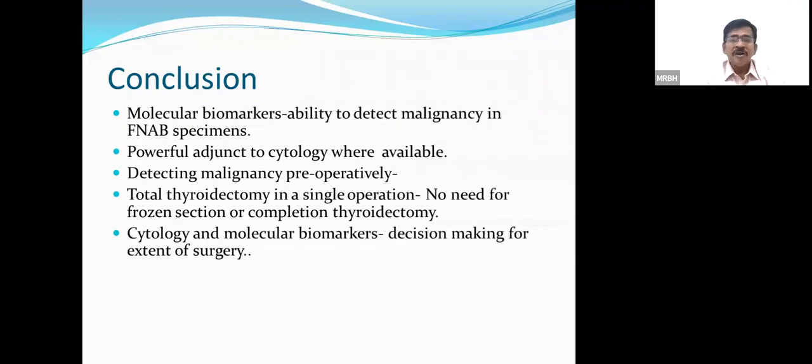With the addition of molecular biomarkers to this FNA specimen, the diagnosis of malignancy has become easier, and these molecular markers are a powerful adjunct to cytology where available. Diagnosing malignancy preoperatively helps us plan for total thyroidectomy in a single operation. There is no need for frozen section or completion thyroidectomy. These cytology and molecular biomarkers are helping us with decision making for extent of surgery. Thank you.